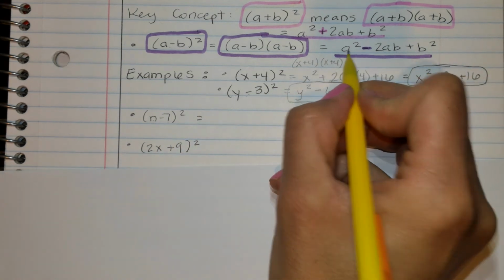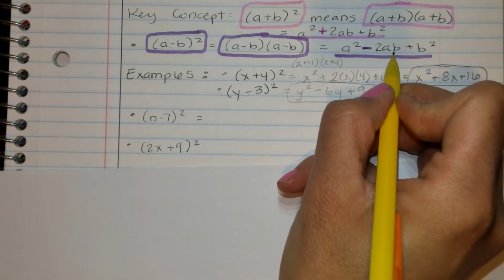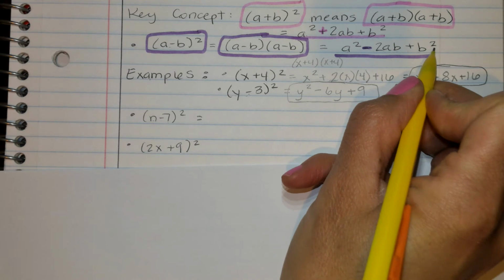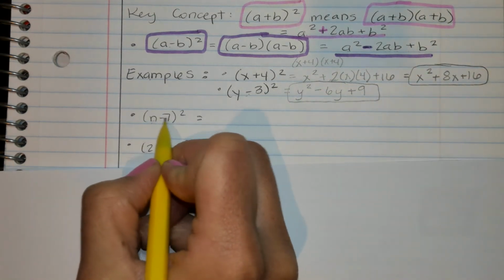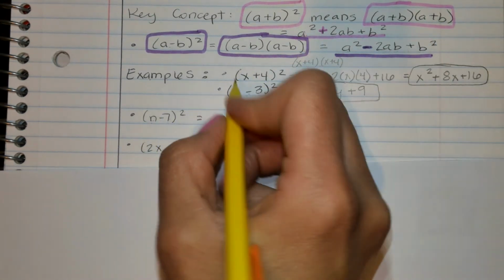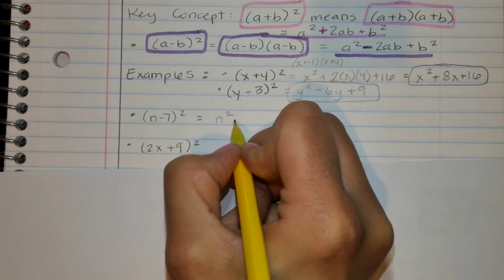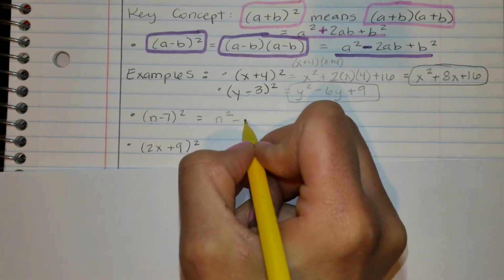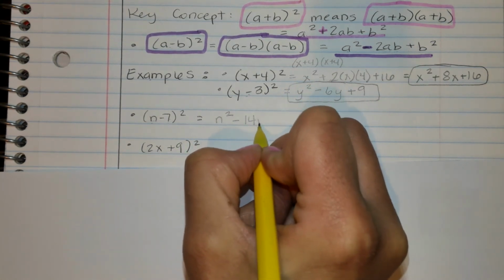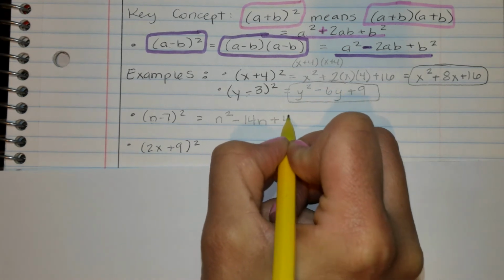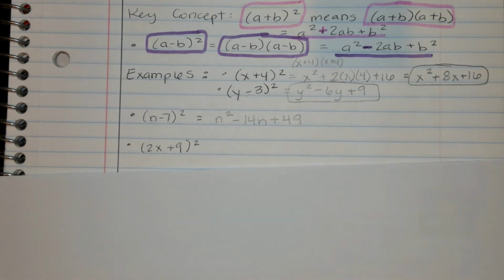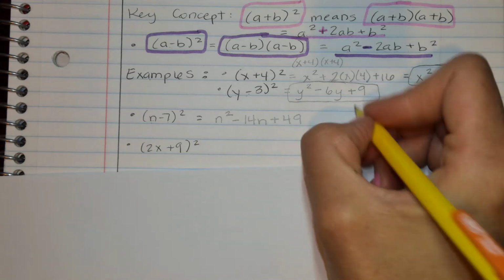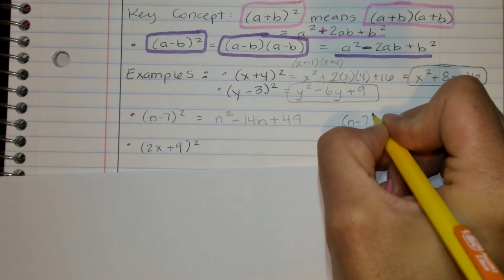So I'm going to do n squared minus 2 times n times 7 plus 7 squared. I'm just substituting the n and the 7 for the a and the b. So n squared minus, don't forget that it's 2 times n times 7, so 14n, and then plus 7 squared, which is 49. So you can see how fast this way can be. You just have to make sure you're doing everything correct. Let me just show you real quick, just so that you guys believe me.